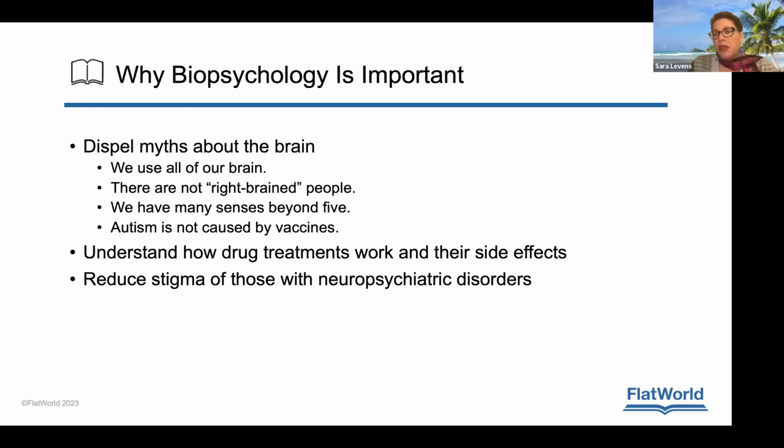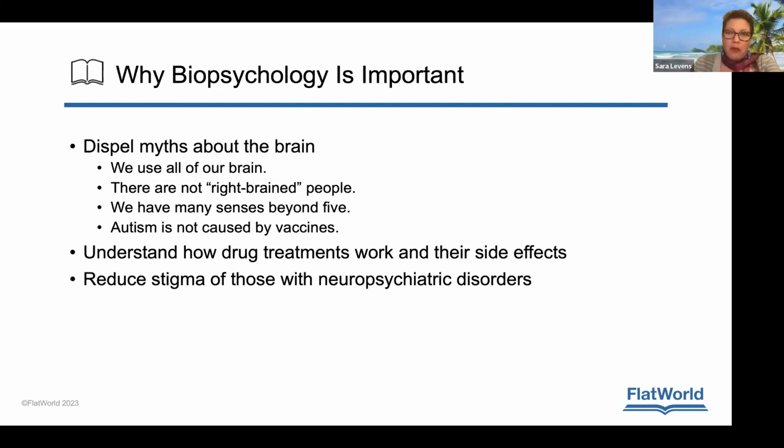Now, the textbook and this course will also dispel some myths about the brain, such as how we use all of our brain, and whether there are actually right brain people or left brain people. There are not, and we do use all of our brain. And we have many senses beyond the five. You can't necessarily say there's a sense until it meets certain criteria or qualifications. You have to have receptors for them and how they are processed in the brain.